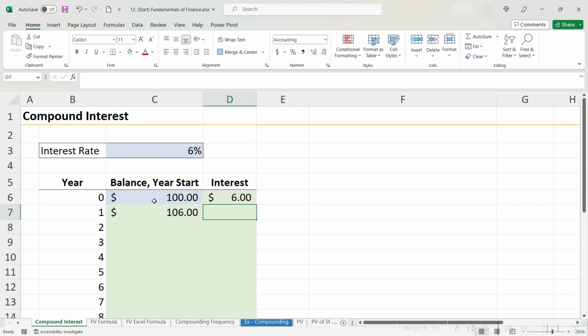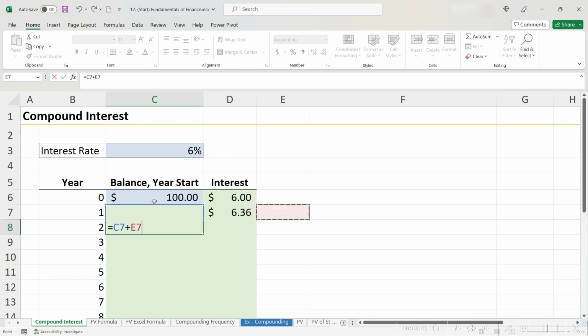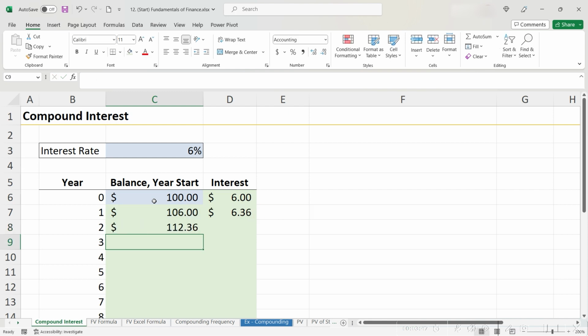Let's calculate the interest earned between periods 1 and 2. This time, instead of multiplying our interest rate of 6% by 100, I'm actually going to multiply it by our new balance of 106, because that is the new balance on which we are earning interest in our account. When I hit enter, we can see that our interest earned is $6.36, because the basis on which we are earning interest has increased. Our balance at the beginning of year 2 is 106 plus 6.36, which gives us $112.36.